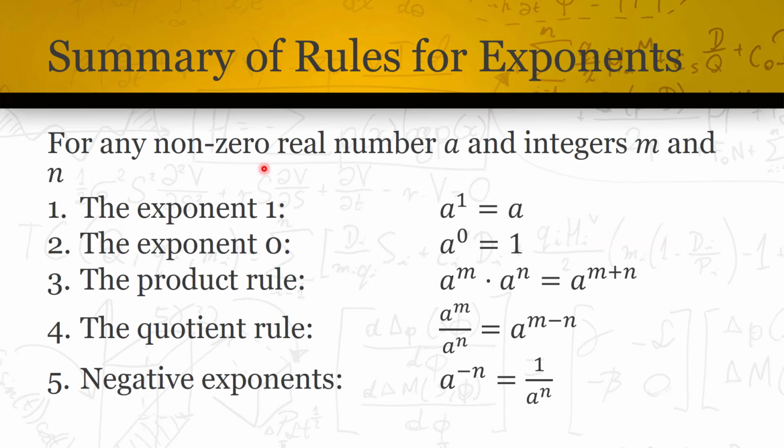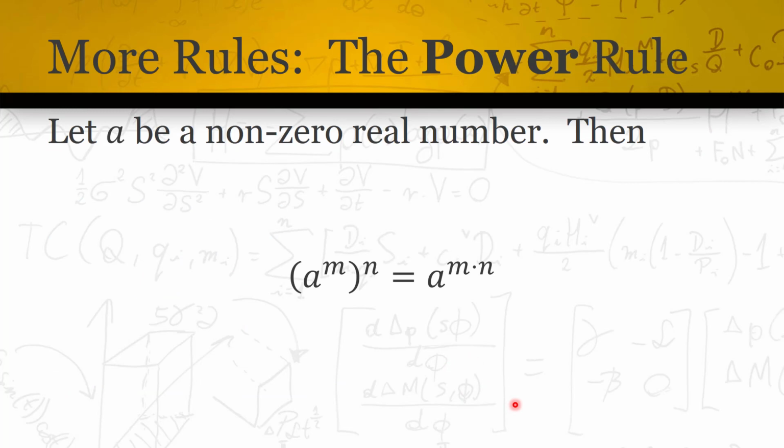Now, in our previous section, we learned about these 5 rules: the rule with the exponent being 1, the fact that the exponent being 0 gives a value which is always equal to 1 if a is a non-zero number, the product rule, the quotient rule, and the fact that negative exponents can be written as reciprocals. Now we are going to introduce the power rule. And to do that, let's consider the following.